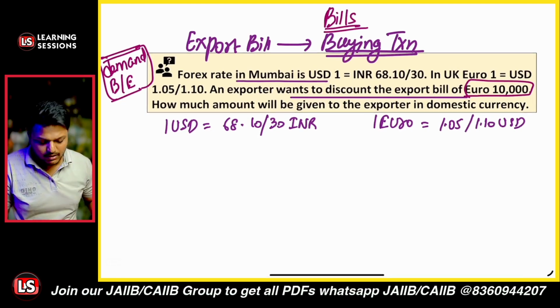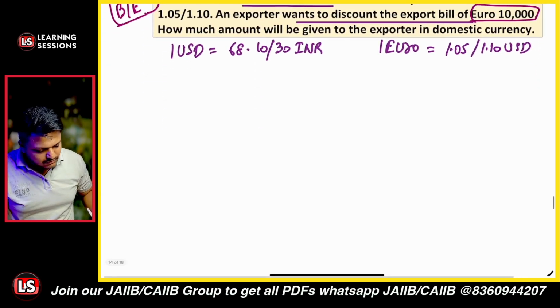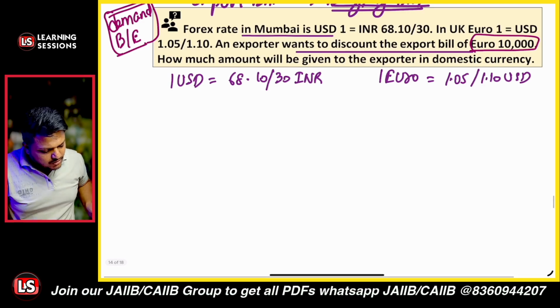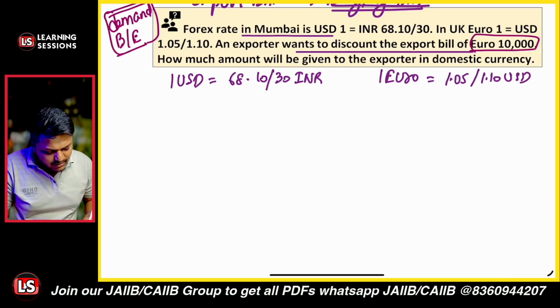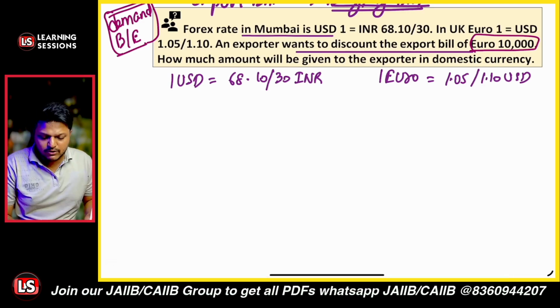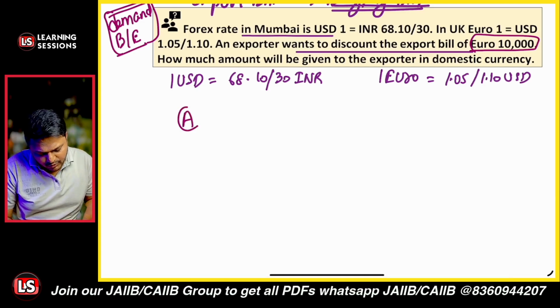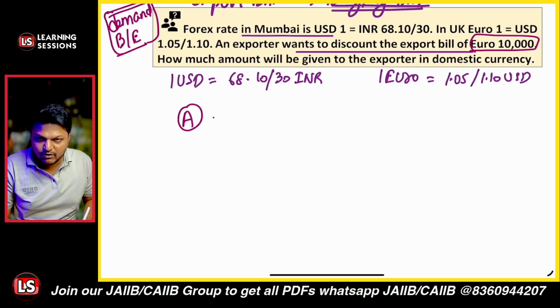Is that clear? Now let's solve this particular question. So the euro to USD rate is given over here. So first of all, let's say person A is having the euros, right? How many euros? 10,000 euros. The beneficial owner of 10,000 euros. So the person is having the 10,000 euros.